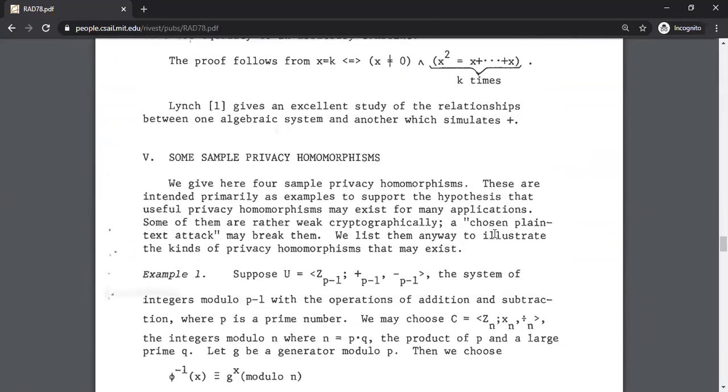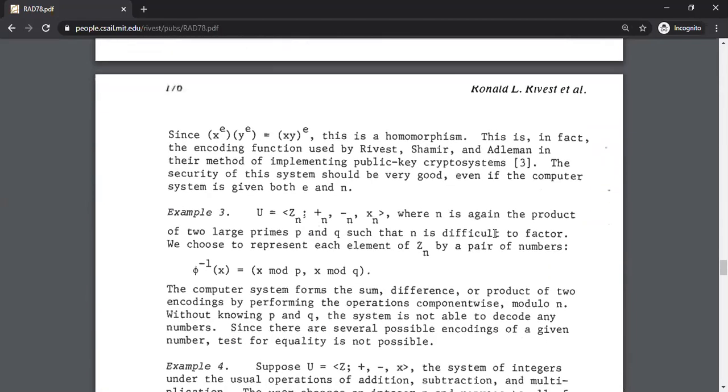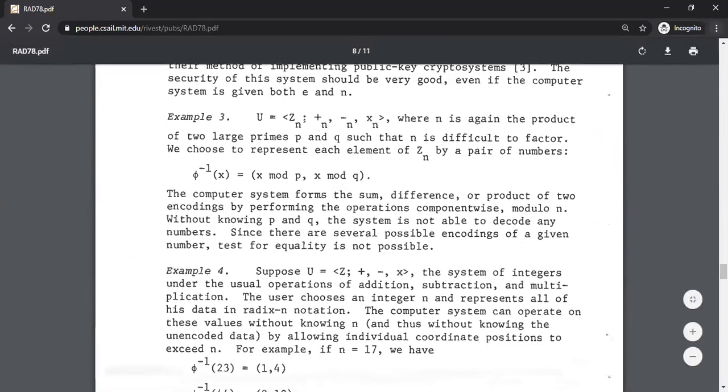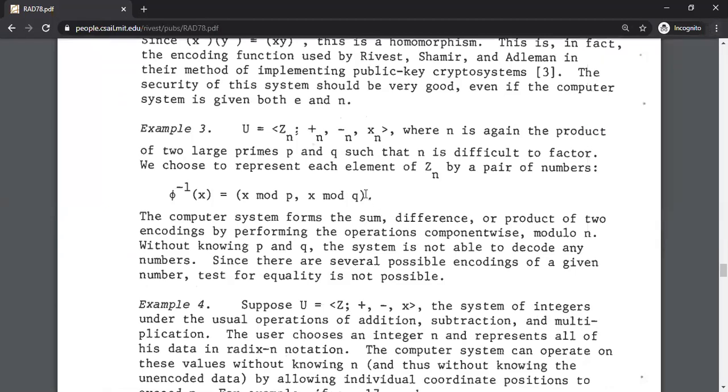Okay. In this paper, they talked about the idea of using a homomorphism like this. Let me explain this homomorphism. What you're seeing here is example number 3 in this paper. Say you have a lot of data, and you want to upload that data to the cloud after encrypting it locally. One function that you could use is this function that you're seeing, pi inverse of x. Here x is your data, basically a number in the set Zn. Zn stands for all numbers from 0 to n minus 1.